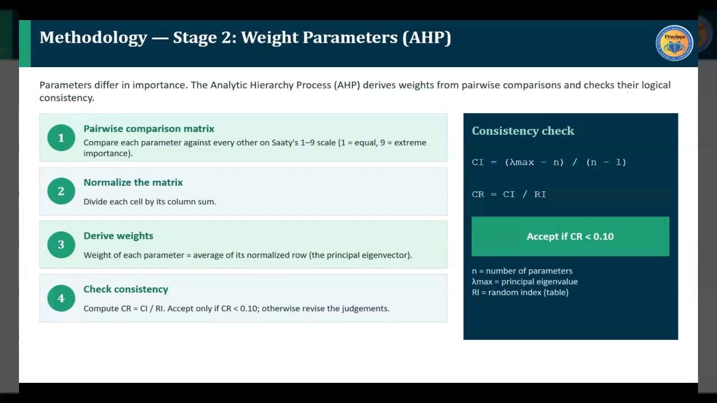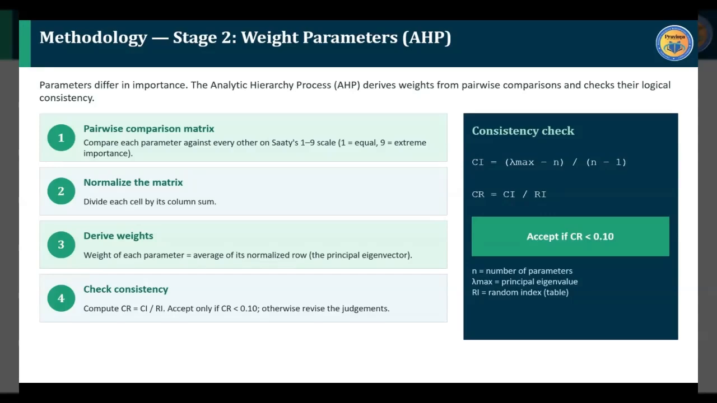So first is reclassifying and ranking these parameter classes. The problem that we are solving here is that our parameters are all measured in different units. For example, pH has no unit. TDS is in milligrams per liter. Slope is in degrees. Rainfall is in millimeters. You cannot add millimeters to degrees. It is meaningless.